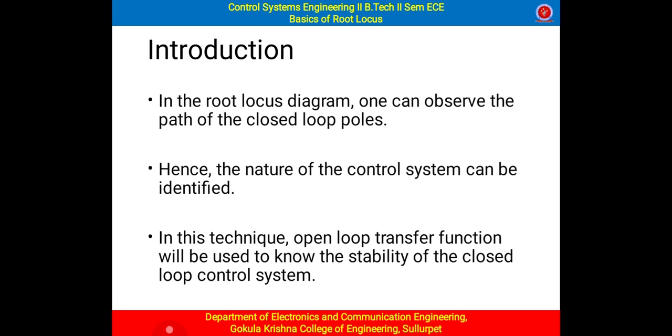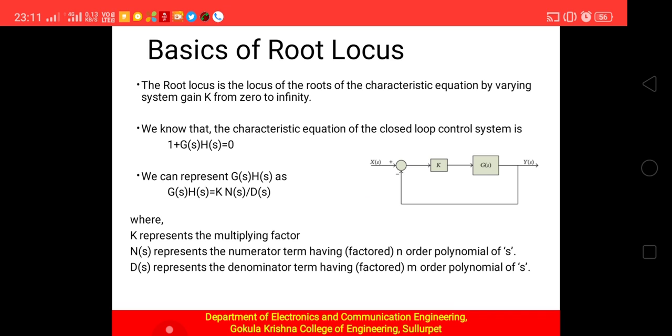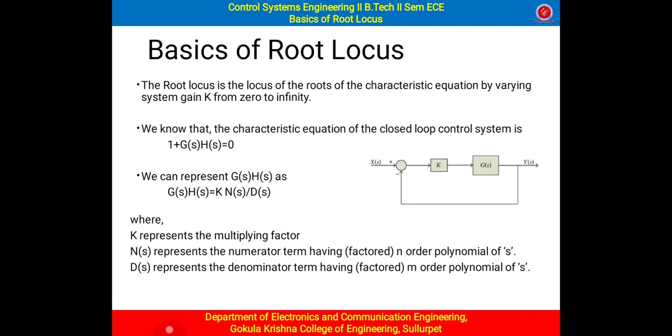As I told you, the purpose of this root locus is to know the stability of the closed loop control system, and we are going to utilize the open loop transfer function. Here I have taken G(s) and H(s) is 1, but in the general case there need not be a unity feedback; there can be a non-unity feedback. At that time we can take H(s). But in that example unity feedback is considered.